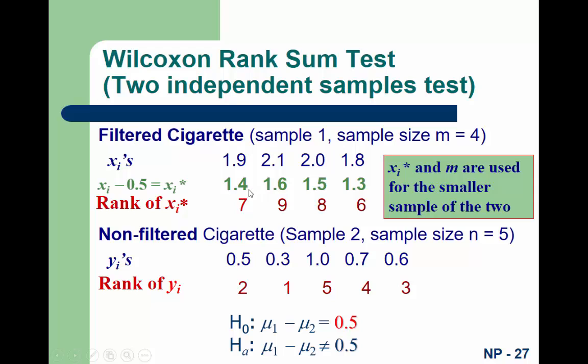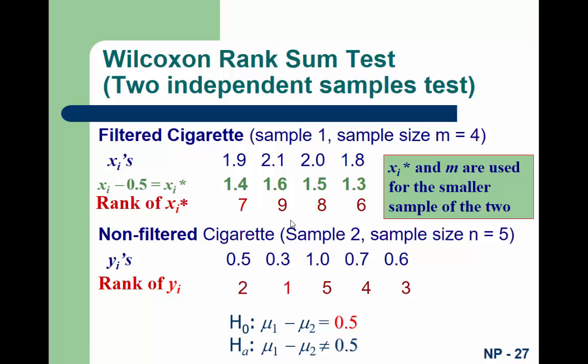So after you've done that, for the first sample we have this new set of observations. Then we apply the Wilcoxon Rank Sum Test for testing difference between two means, but this time it would be the mean of the transformed data. When you assign ranks from the smallest to largest value, this would be a new ranking.